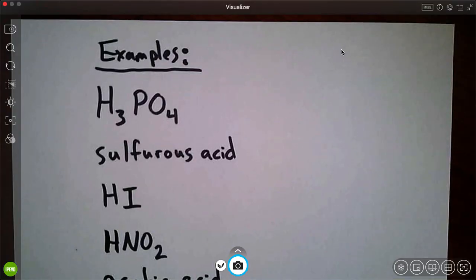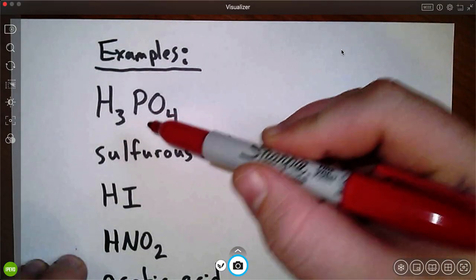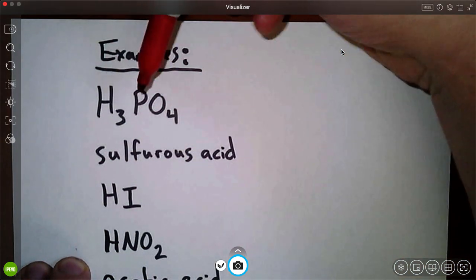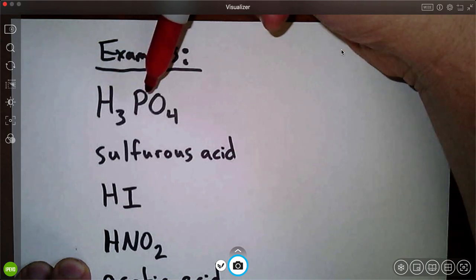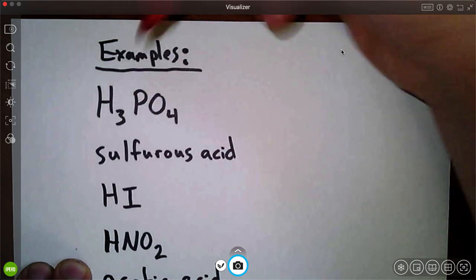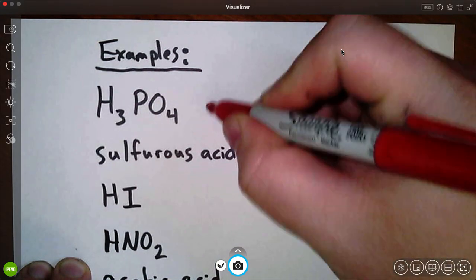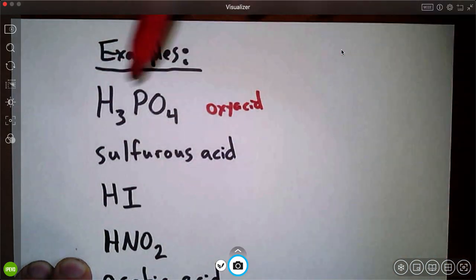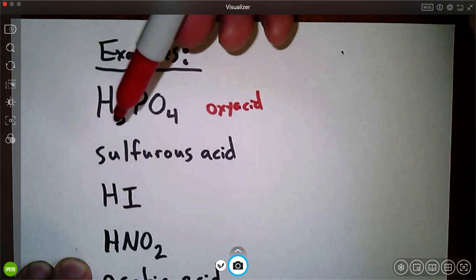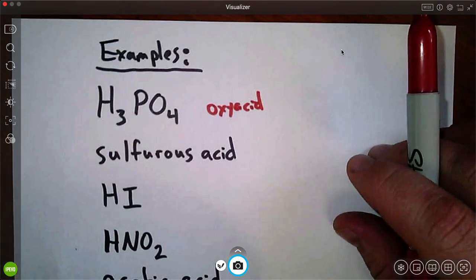HClO2. Let's do a few more examples. Okay, so this first one here, it's hydrogen with a PO4. Now, first off, this is not a binary. This is one of the oxyacids. So this is oxyacid rules. Okay? Helpful to identify it as either oxyacid or binary first. Which type of acid are we talking about?